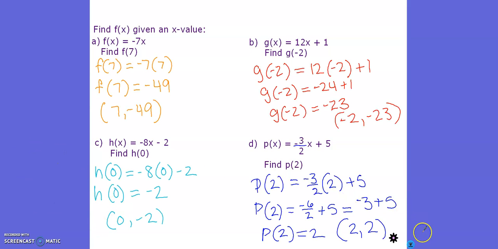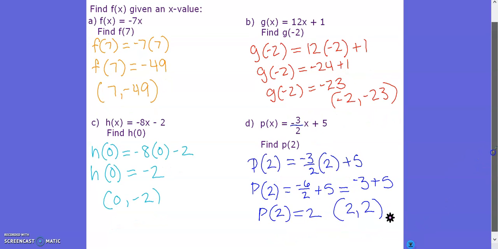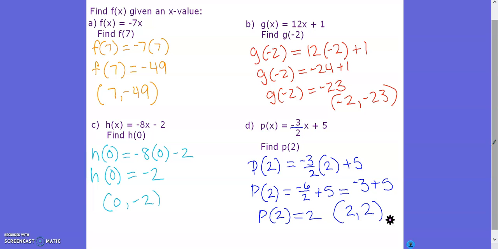So we have all of our examples worked out for us here. When we plug in 7 and calculate, we get negative 49. And I chose to complete my problem, but then I rewrote it as an ordered pair just so I could see the input and the output. That's not necessary, but just kind of to help solidify why the input is negative 2 and the output is negative 23 for the second example. On letter C, we plugged in 0 for the x. We got negative 2 as our output. And for letter D, we plugged in 2, we worked with the fraction, and we got 2 as an output.